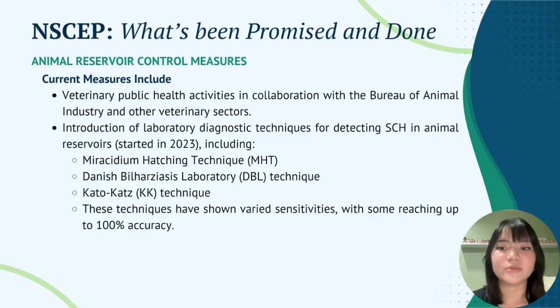This includes veterinary public health activities in collaboration with the Bureau of Animal Industry and other veterinary sectors, alongside an introduction of laboratory diagnostic techniques for detecting schistosomiasis in animal reservoirs. This began in 2023 and has a variety of tests being done. Now, these tests have shown varied sensitivities, however, some have reached up to 100% accuracy. According to our research, it is not stated which of the three provided are the most successful, unfortunately. However, it has been stated that these tests have been implemented since 2023.